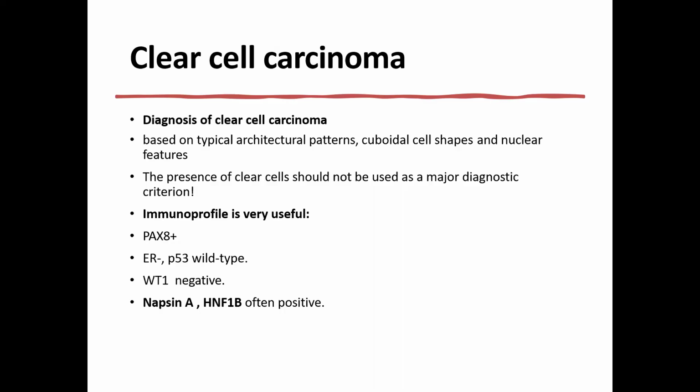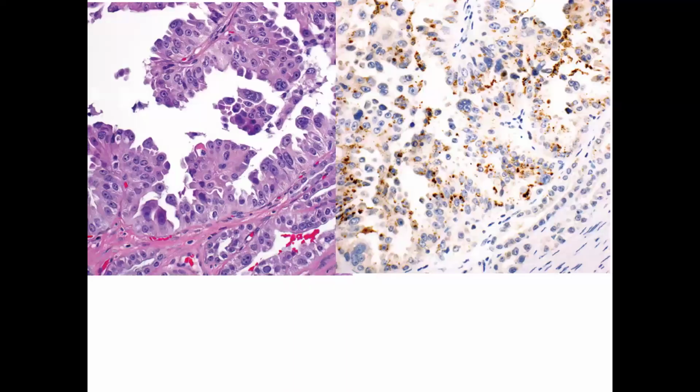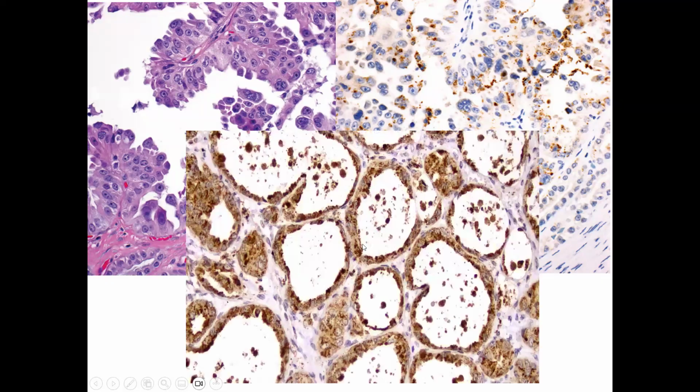The immunoprofile is very helpful. It's generally PAX8 positive, ER negative, P53 wild type, and WT1 negative. Napsin A and HNF1 beta are often positive. We depend largely on napsin A in clear cell carcinoma. So this is a clear cell carcinoma that shows this coarse granular brownish staining. This is napsin.